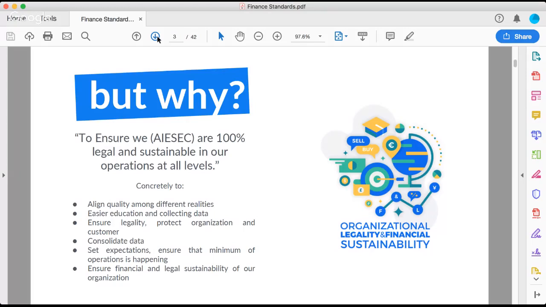It is also to set expectations, especially with our operational areas, and, like I already said a couple of times, to ensure financial and legal sustainability of our organization. The finance standards are a big part of one of the 5 strategy lines for ISAC 2020, called Organizational Legality and Financial Sustainability. As it is one of the 5 strategy lines, it is viewed as extremely important to our organization, also from the international level. Therefore, I think it's important that you also get full education on what it means and how you can work on it.